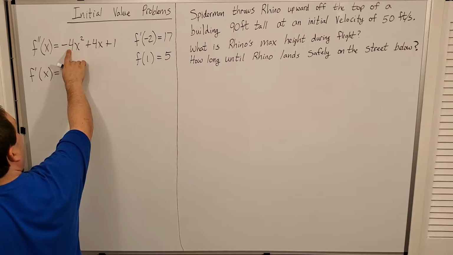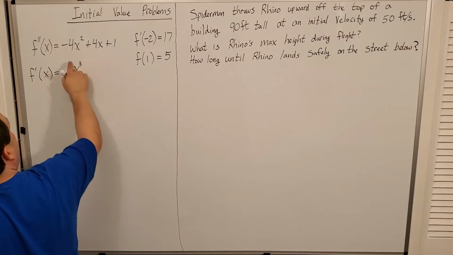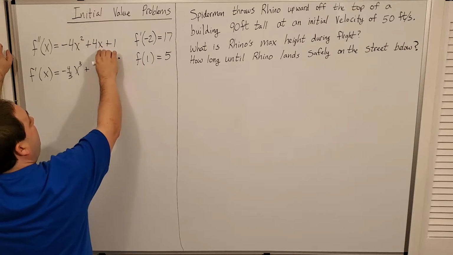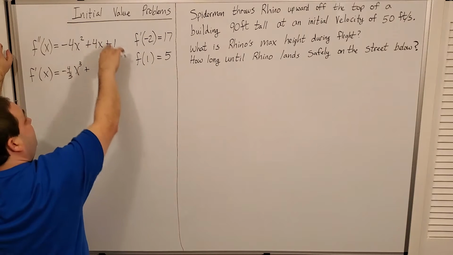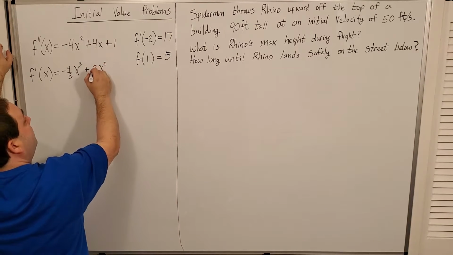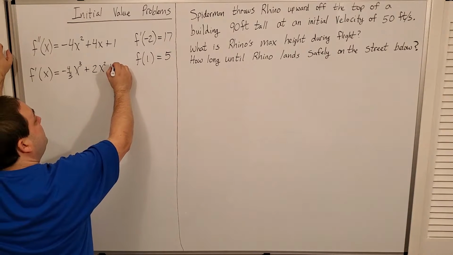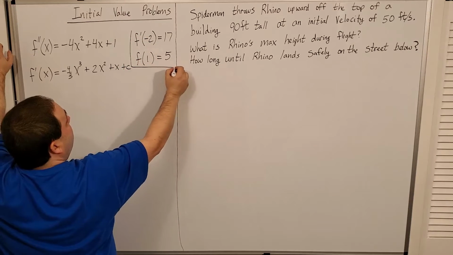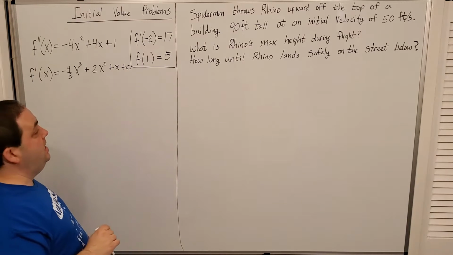Here I've got a power rule, so my x to the 2 becomes x to the 3. Divide by the new power, so I have negative 4/3. Next, I'll have x squared, right? 1 plus 1 is 2. Divide by the new power, 4 divided by 2 is 2. And then plus 1 becomes plus x and plus c, okay? So I've got my first constant here, c.